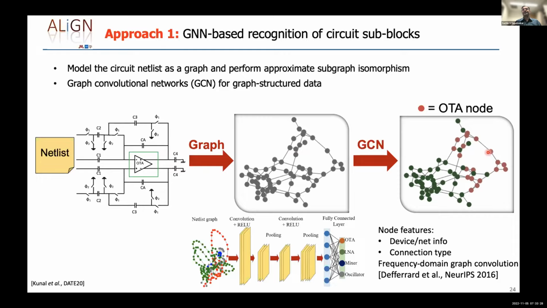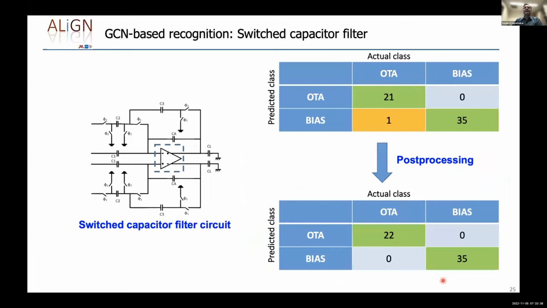So the first approach that we used for this was based on a graph convolutional network, using this work over here. And based on this, it was pretty successful. For this structure, we were able to classify most of the nodes correctly. This is the confusion matrix. You can see that the OTA nodes were mostly classified correctly. One of the biased nodes was misclassified, but most of the misclassifications were actually fairly obvious kinds of things.